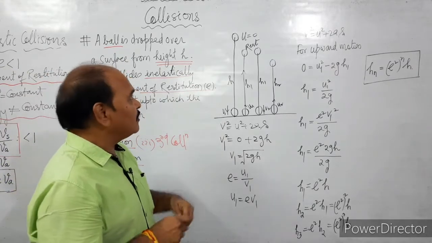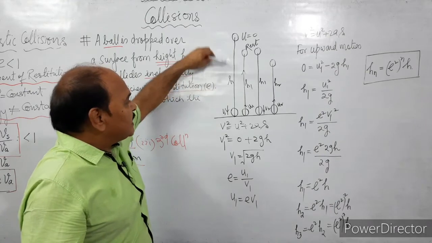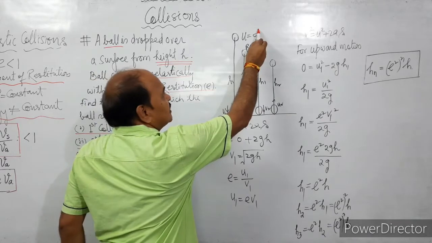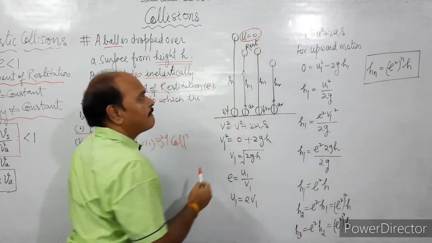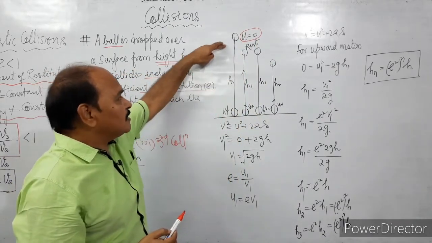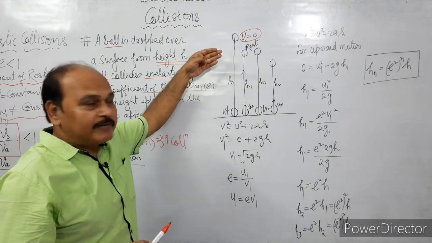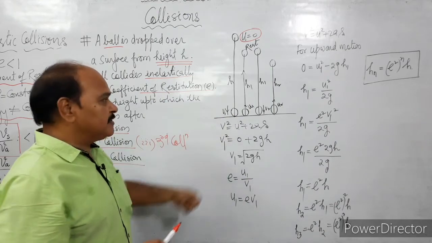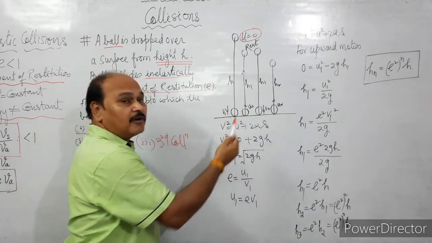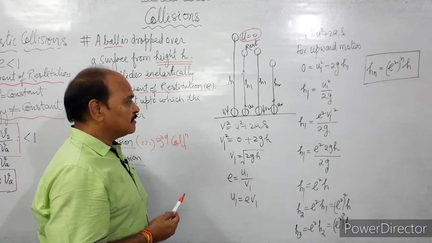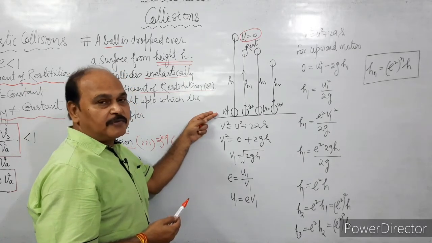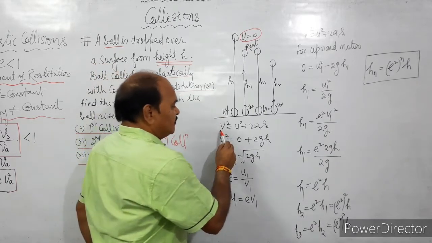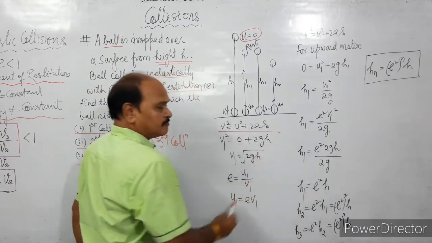Well, children, this is a ball which is dropped from height h. Since the ball is dropped, therefore its initial velocity is going to be 0. As it moves down, of course it moves along gravity and it strikes the surface. The velocity with which it strikes the surface is the velocity of approach. So what is this velocity? This velocity is say v1, and this v1 is going to be found out by the relation v square is equal to u square plus 2as.